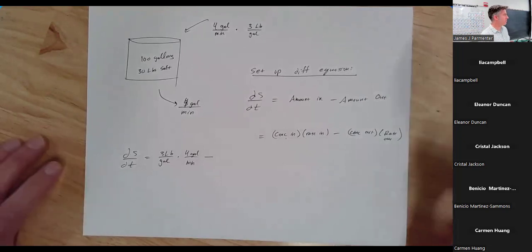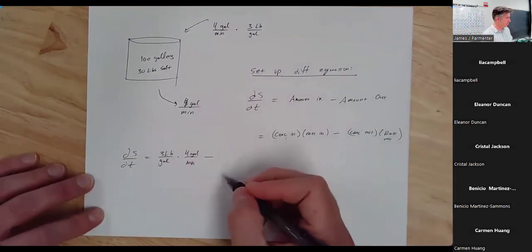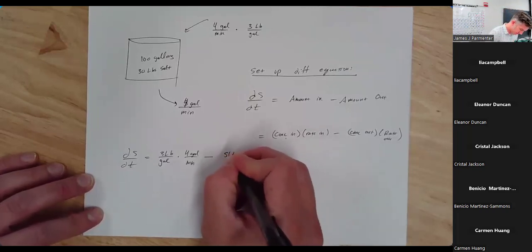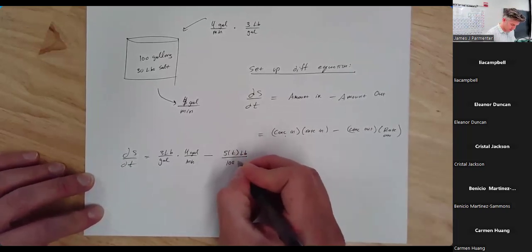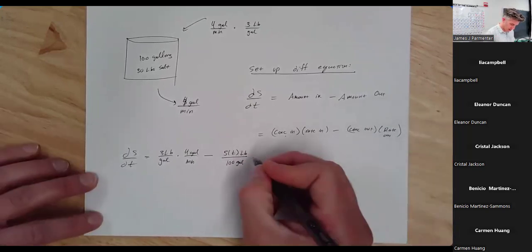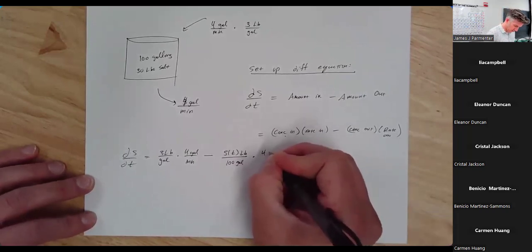Out, the part out is always the part that's the most mentally challenging, right? The concentration out is the amount of salt in the tank, S of t pounds of salt, divided by the volume of the tank, which is 100 gallons, which is not changing because the volume going in and the volume going out is the same. And then we're multiplying that by the rate that it's going out at, which is 4 gallons per minute.